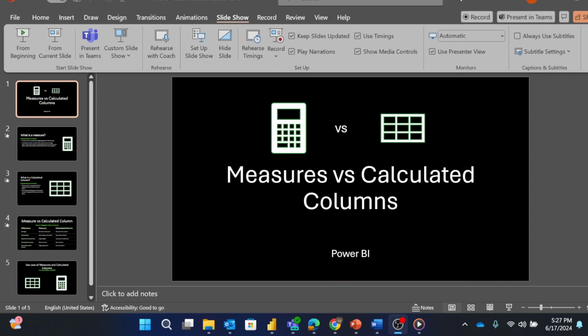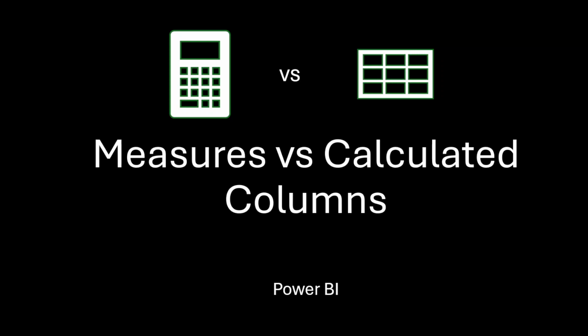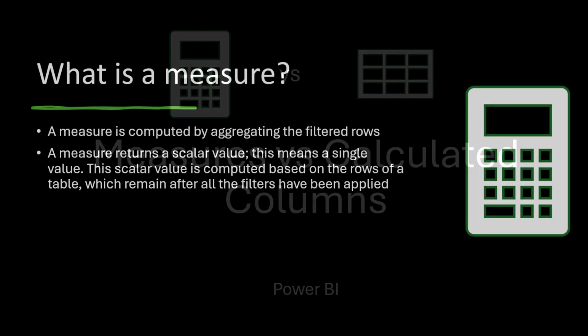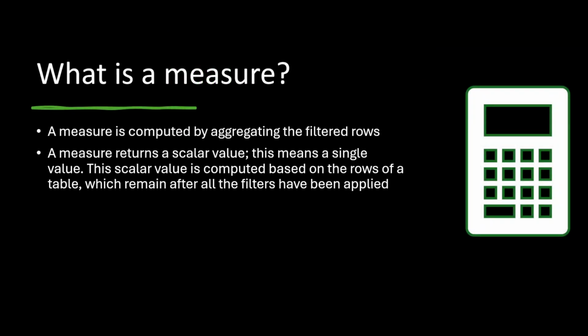Hi everyone, so today we are going to learn the differences between measures and calculated columns in Power BI. So what is a measure? A measure is computed by aggregating the filtered rows.